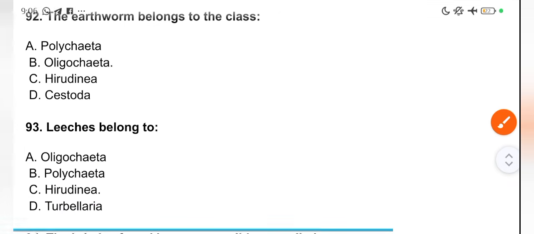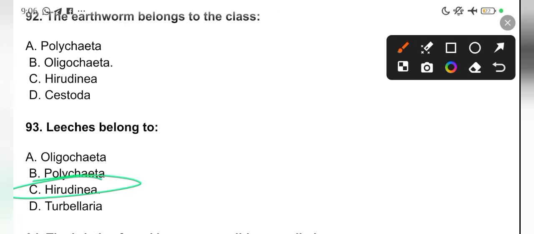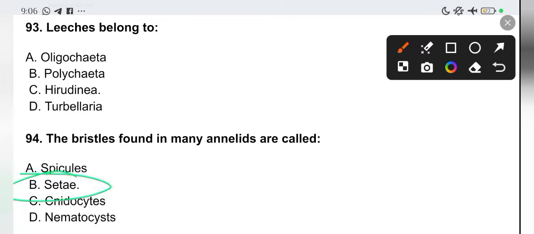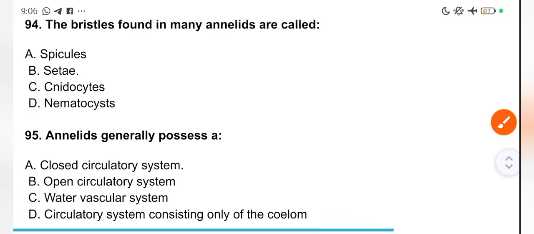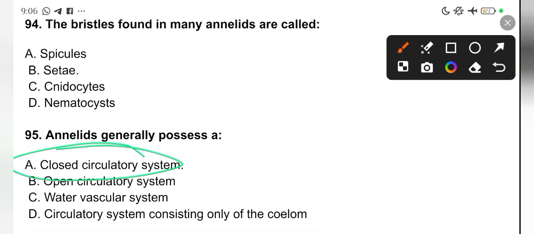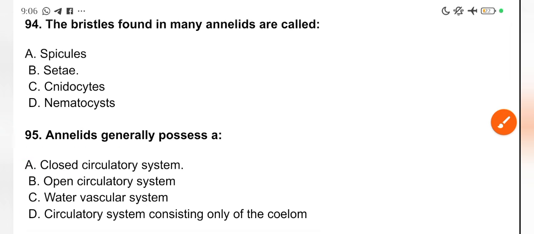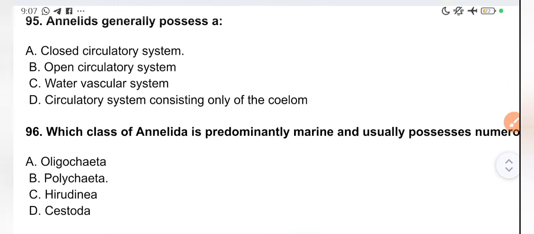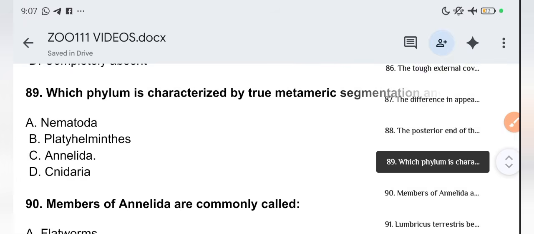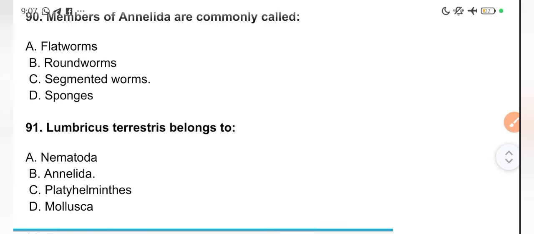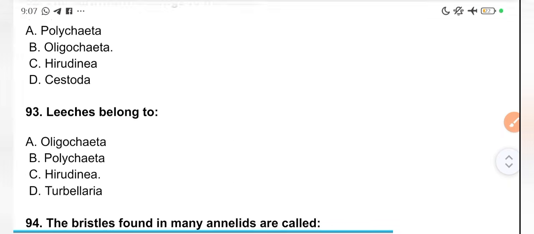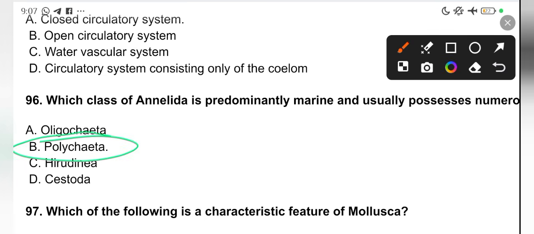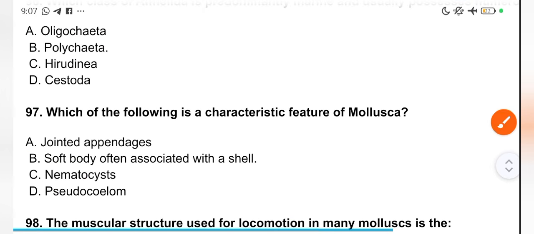Leeches belong to the Hirudinea. The bristles found in annelids are called setae. Annelids generally possess a closed circulatory system, unlike humans. Which class of annelids is predominantly marine and usually possesses numerous setae? We have the Polychaeta. Polychaeta. Okay. 95. Okay, 96. We have Polychaeta.